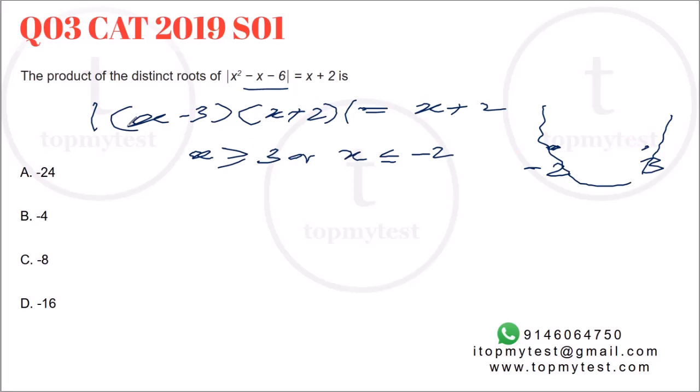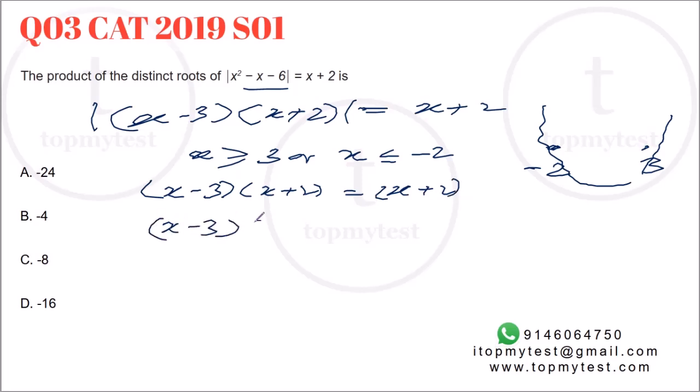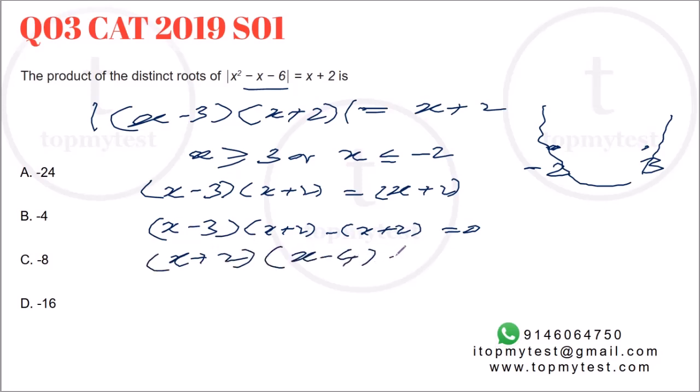In that case, when I expand this, this will be same as this. So we'll get (x minus 3) into (x plus 2) equals x plus 2. Or if I rewrite, it will be (x minus 3) into (x plus 2) minus (x plus 2) equals 0. Again, if I factorize this, this will be (x plus 2) into (x minus 3 minus 1), that will be x minus 4 equals 0. So the value of x will be either minus 2 or 4.